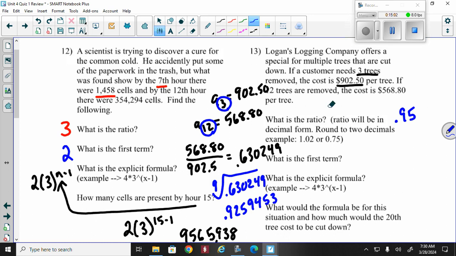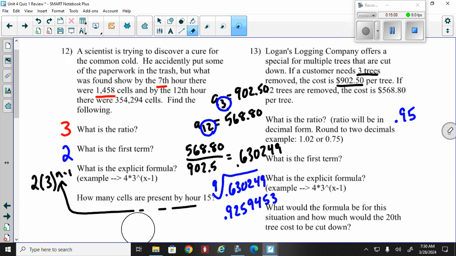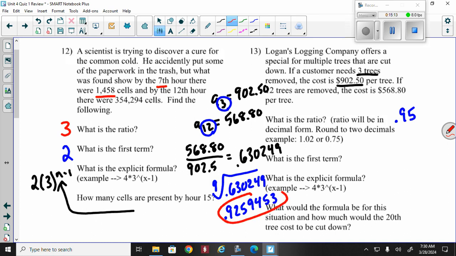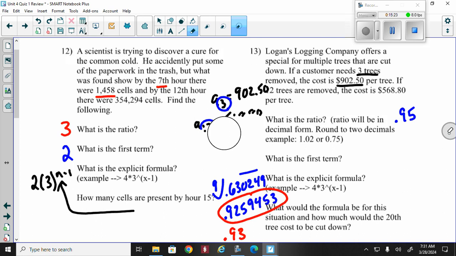All right. And I know that obviously what I just calculated doesn't add up to 95, but this is one of those little weird ones here. So if you were to get something like this, you would round it to 0.93. But this is where I give you guys a little bit of leeway when it comes to rounding. All right. So we've got to find our first term.